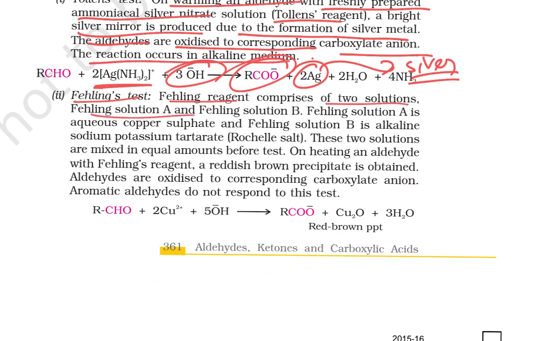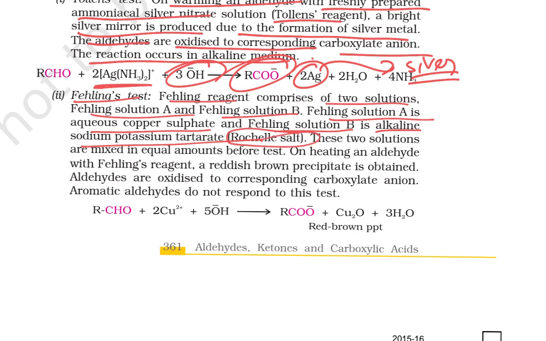So Fehling's solution A, Fehling's solution B. Fehling's solution A is aqueous copper sulfate. Fehling's solution B is alkaline sodium potassium tartrate. So Fehling's solution A is aqueous copper sulfate. Fehling's solution B is sodium potassium tartrate, or Rochelle salt.